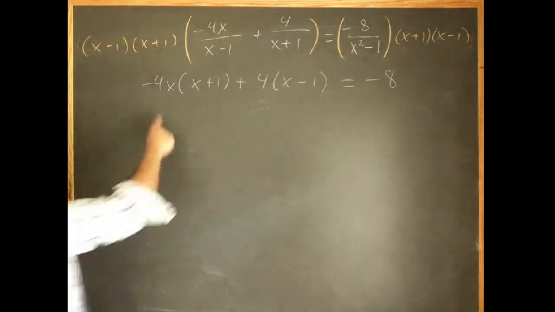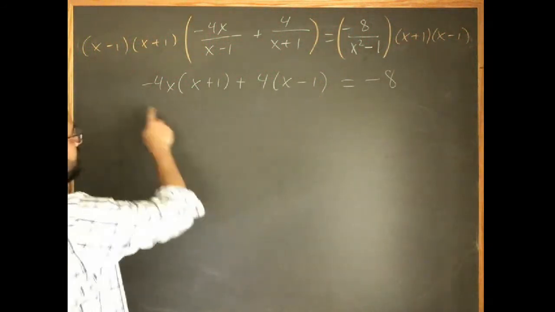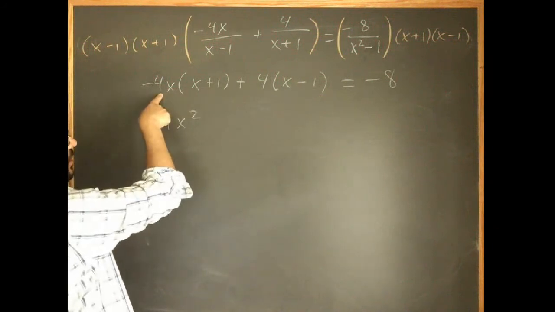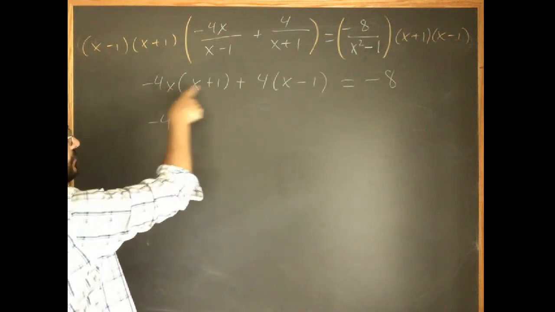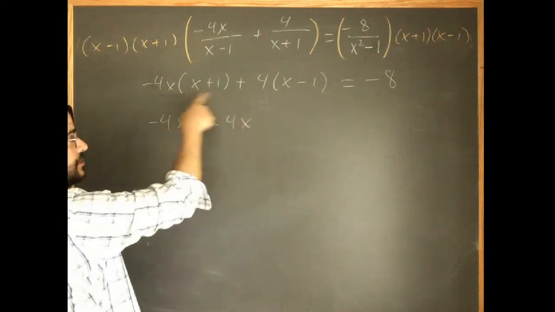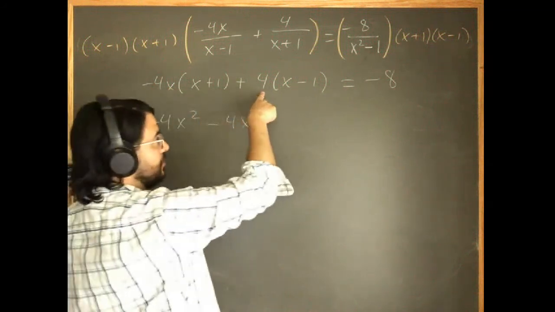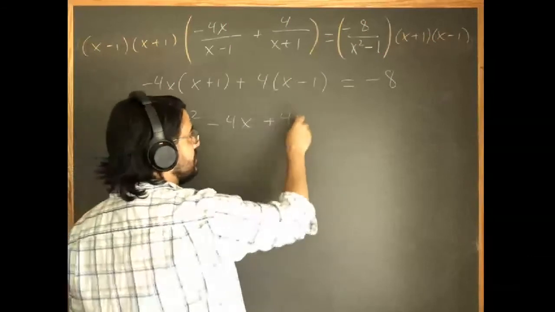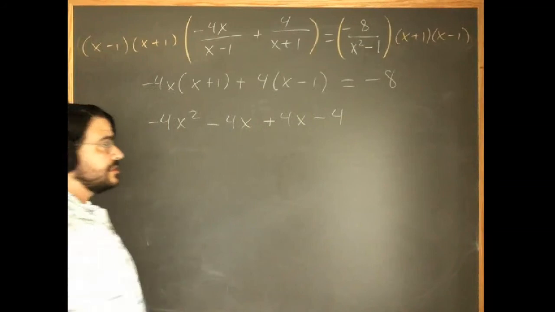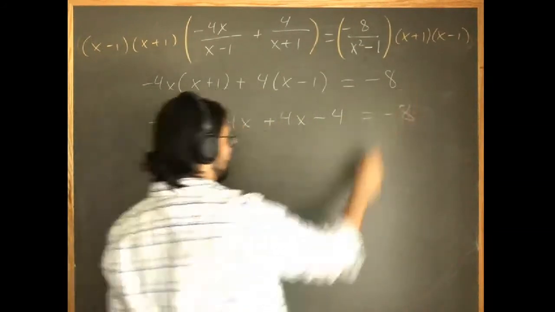Okay, so now let's multiply this side out. Here we're going to get negative 4x squared, so I'm just multiplying the negative 4x times the x. And then negative 4x times 1 is minus 4x. So that's this term, just distributing. Now we'll distribute the 4, so we get plus 4x and then minus 4. So 4 times negative 1 is minus 4. And this is still all equal to negative 8.